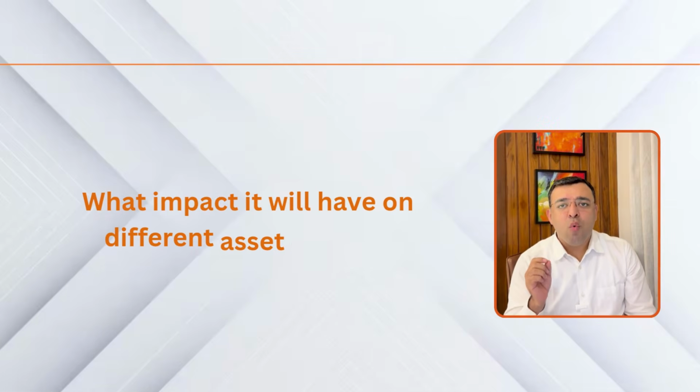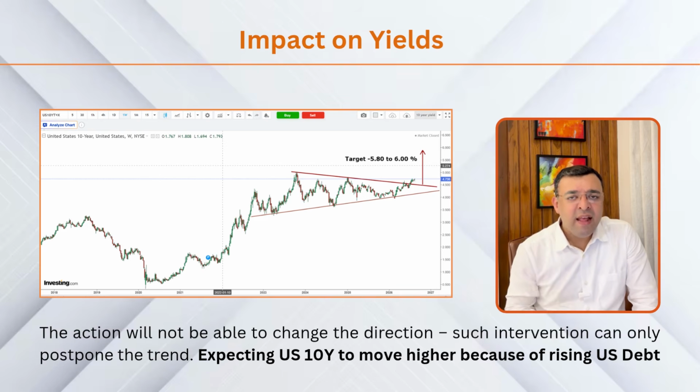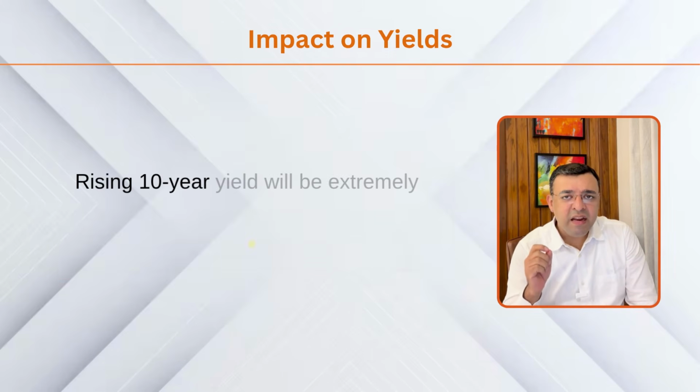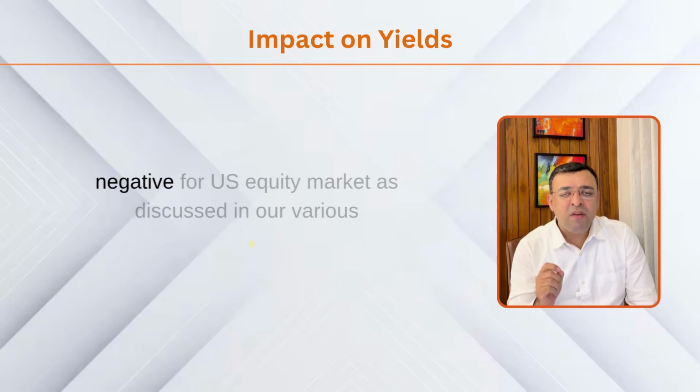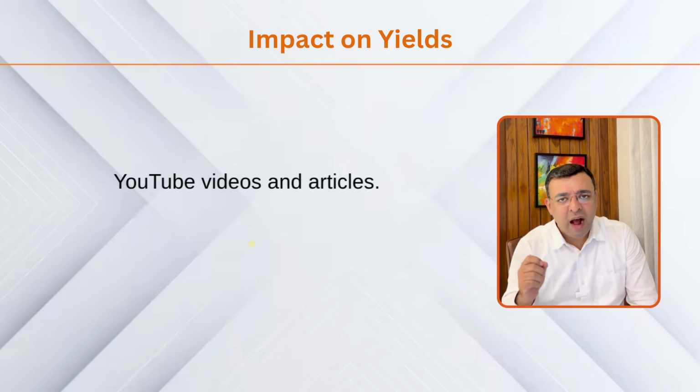Now let us understand what impact it is going to have on different asset classes. Let me first start with the 10-year US yield. Such kind of action cannot change the direction of the 10-year yield. It can only postpone the trend. We are expecting the 10-year yield to move higher as the debt level in US is rising, towards 5.8 to 6% kind of a level. Rising 10-year yield will be extremely negative for the US equity market as discussed in our various YouTube videos and articles.